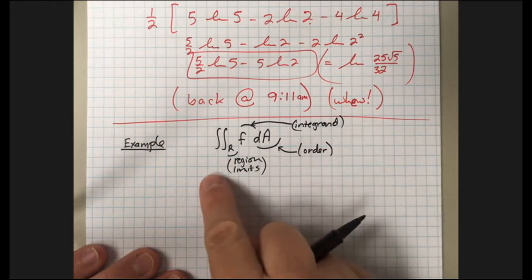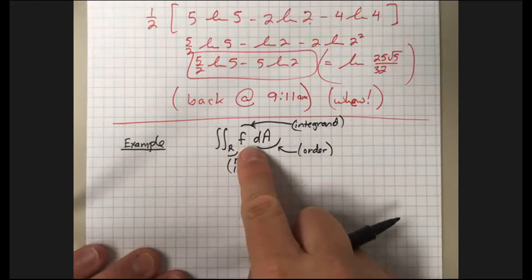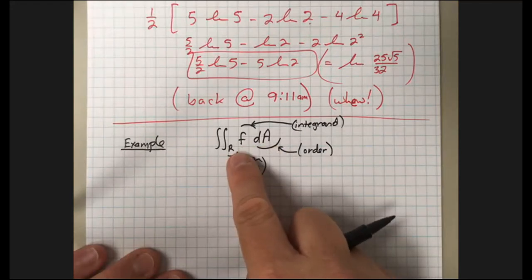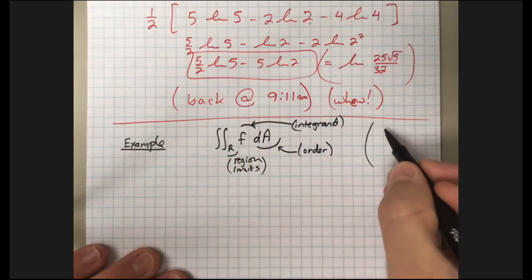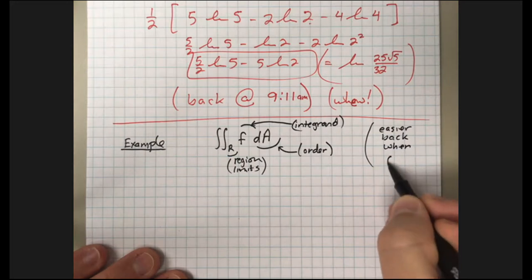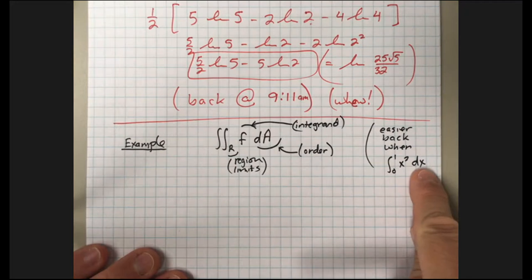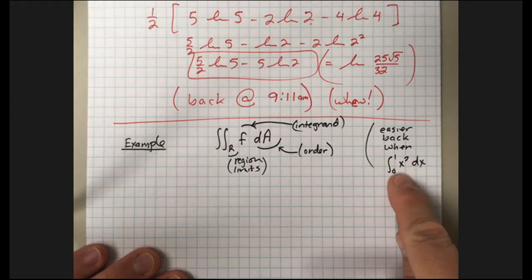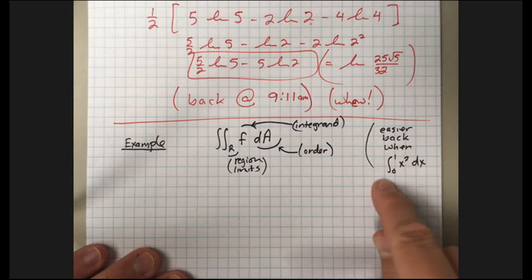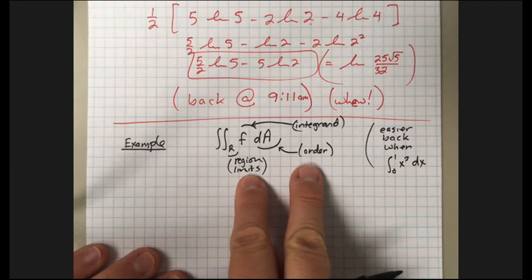So when you set up a definite integral, you have to set up three things: the integrand, the order, and the limits. That's very different from when you were integrating the integral from 0 to 1 of x squared dx. See here, the dx is the only order possible. And the limits were usually a number to a number, left endpoint to right endpoint. So see how your work has morphed.